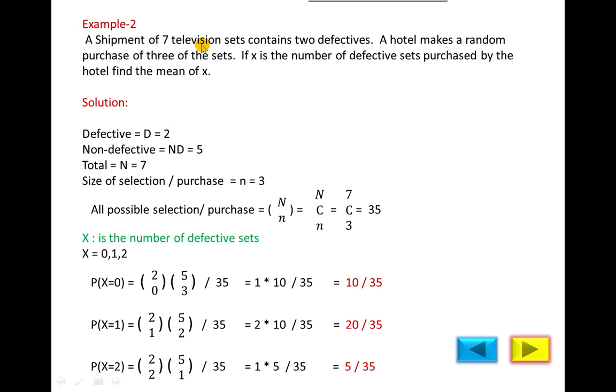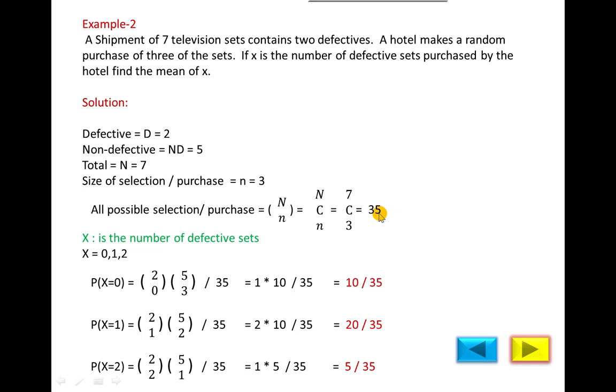So a shipment of 7 television sets contain 2 defectives. A hotel makes a random purchase of 3 of the sets. Size of the selection purchase is 3. If x is the number of defective sets, first we will write all the possible values of x, then we will find the probability, and then you can find the mean of random variable x. So defective 2, non-defective 5, total is 7, size of selection 3, all possible selections will be 7 combination 3, which is equal to 35.